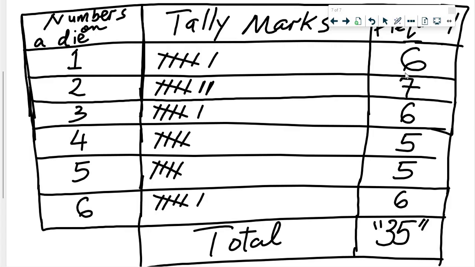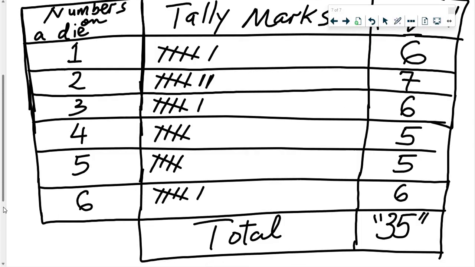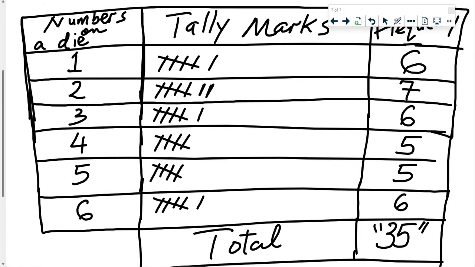Maybe you can do like this. 6 plus 6, 12, plus 7, 19, plus 5, 24, 24 plus 5, 29, plus 6, 35. So we got the table correct. Okay?